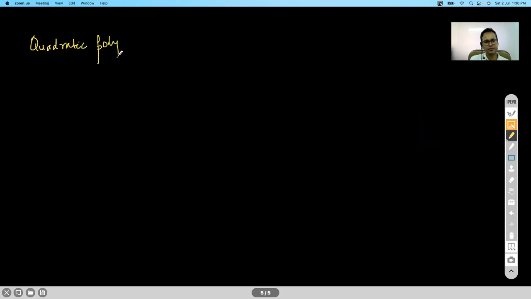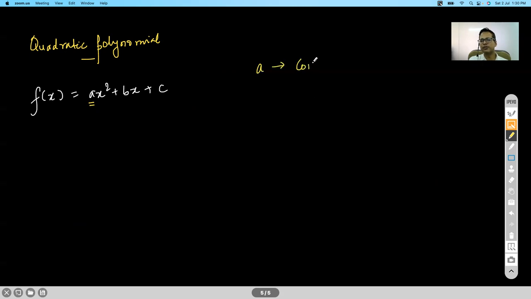Quadratic polynomial: any polynomial of this nature is called a quadratic polynomial. Now here, most of you would know the role that this leading coefficient plays, right? Many of you would already be aware that a basically controls the concavity of the graph of the quadratic, which is actually a parabola. Most of you are already aware that a quadratic polynomial graph is a parabola.